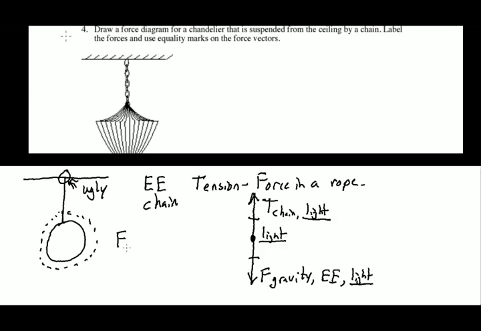Again, getting ourselves set up. F net in the X direction. There aren't any. F net in the Y direction. There's the tension minus the gravity. Those have to go to 0. We know that because this light is not accelerating. Objects which are in equilibrium, that is not accelerating, have 0 net force. You add up all the horizontal forces, you get 0. You add up all the vertical forces, you get 0. So there's that.